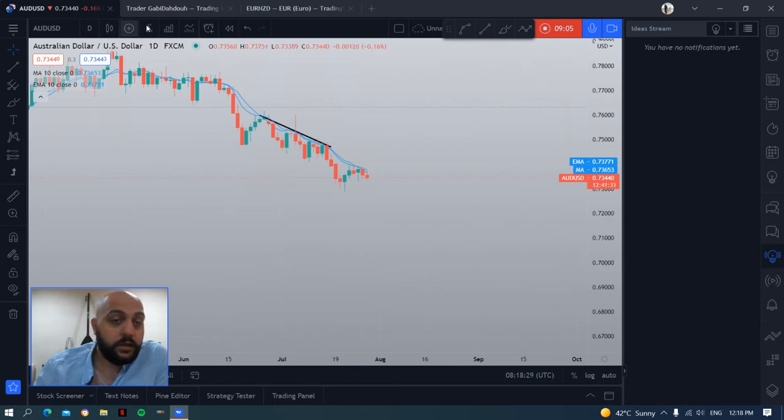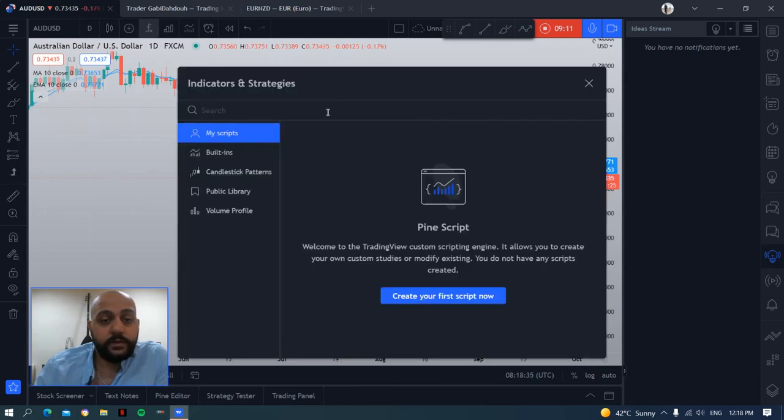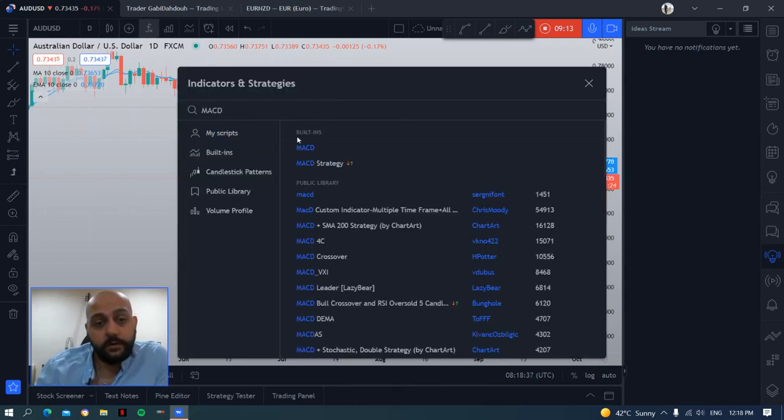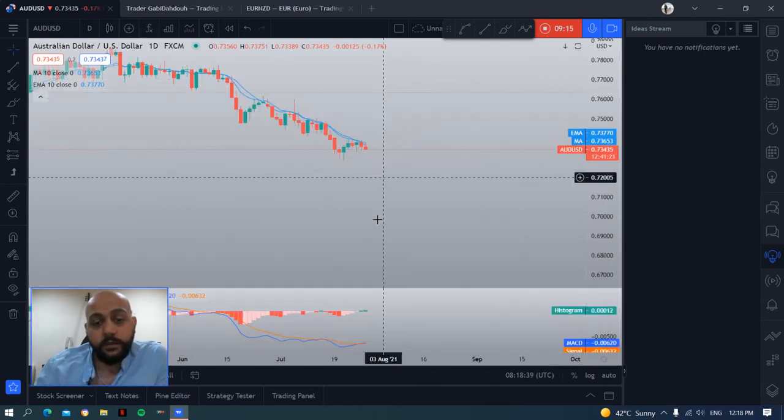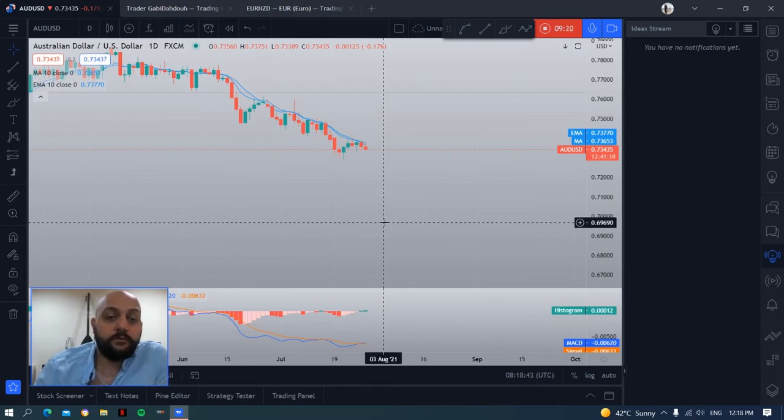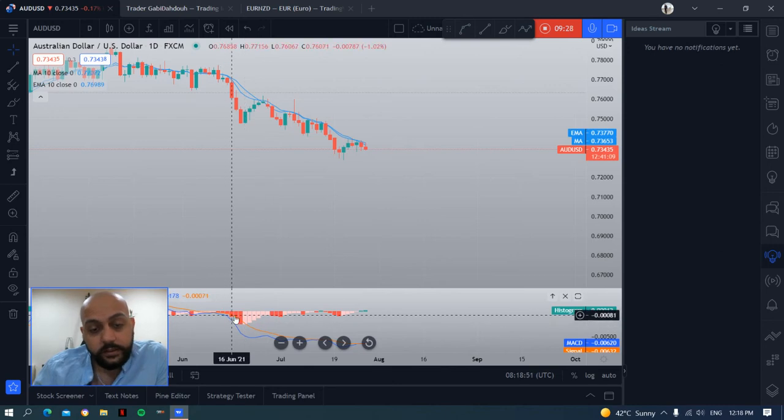Let's remove the RSI and let's add, for instance, the moving average convergence divergence. The moving average convergence divergence basically shows us the momentum of the market. How much movement is it gaining? Is it in a positive movement way or a negative movement way? So the first thing that we notice, this is the negative move and this is the start of a positive move here.